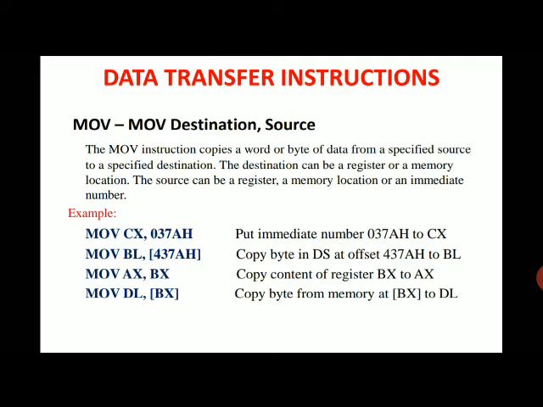And see the last example, MOV DL, [BX]. Here BX is a register and square bracket indicates a memory location. So what is the operation means? It copies a byte from memory at [BX] to the DL. That is, we have to calculate the memory location by using the register, and then we have to move the content from that register-pointed memory location to the DL register.